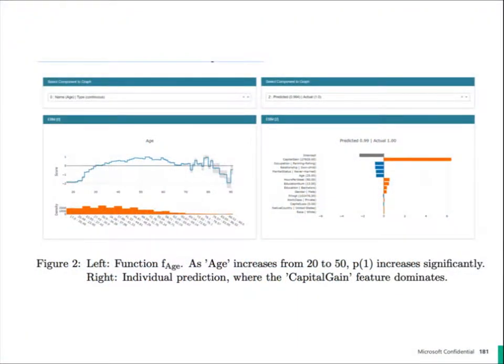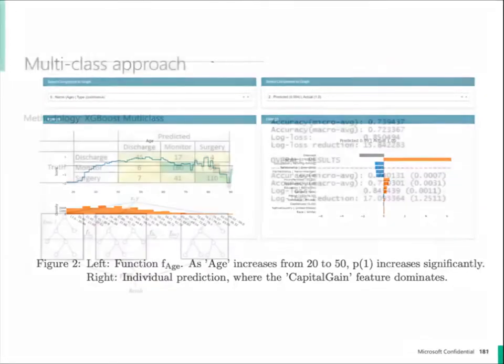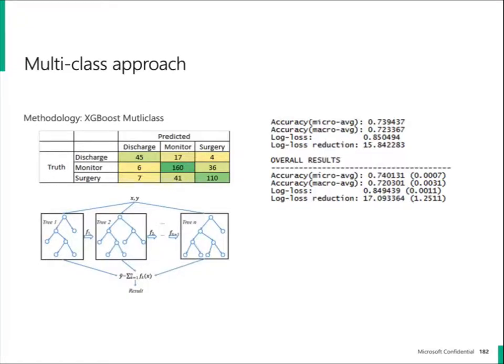And so, for example, what happens is when we look at, in this case, age as a function, one of the things you look at when you're doing predictions is you have all of the parameters on the right, and you can see what impacts specifically the prediction. In many ways, we're using a multi-class approach to making decisions as to discharge, monitor, or have surgery.